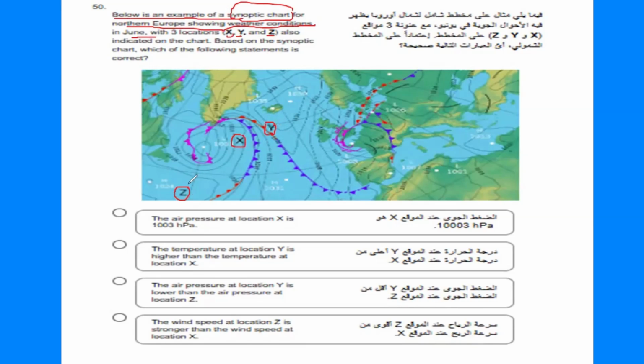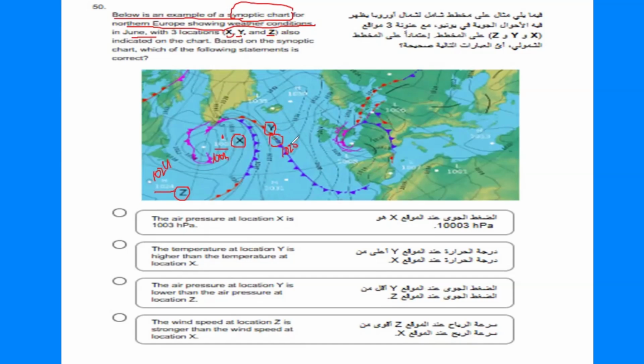Three locations. Now, what is the air pressure here? 1024, okay? I'm writing it here because this is actually from an exam. And for this location, we have how much? 1003. And this isobar is how much, which is close to 1020, right? Which is close to location Y.